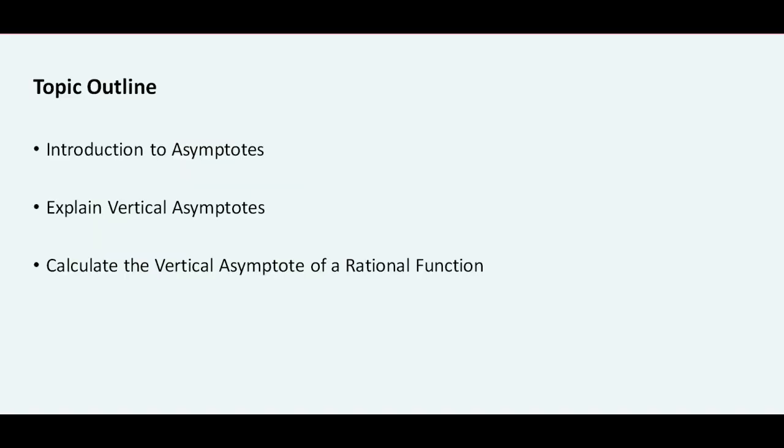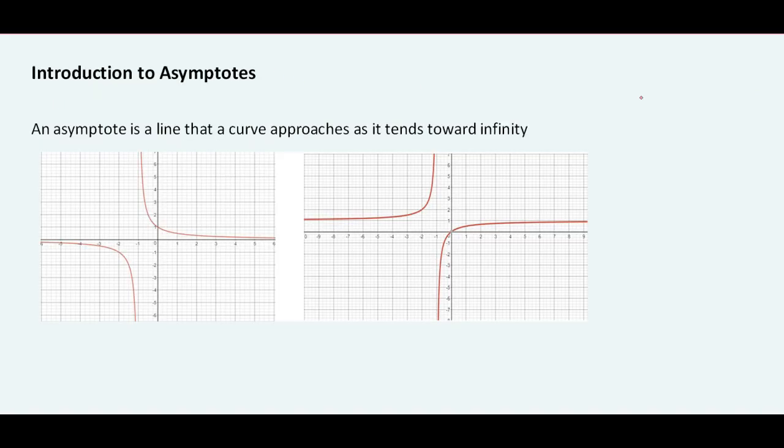Let us study the vertical asymptotes of rational functions. We're going to introduce the concept of asymptotes. We will explain vertical asymptotes, and then we'll go ahead and look at how we can calculate vertical asymptotes. An asymptote is a line that the curve approaches as it tends towards infinity in either direction.